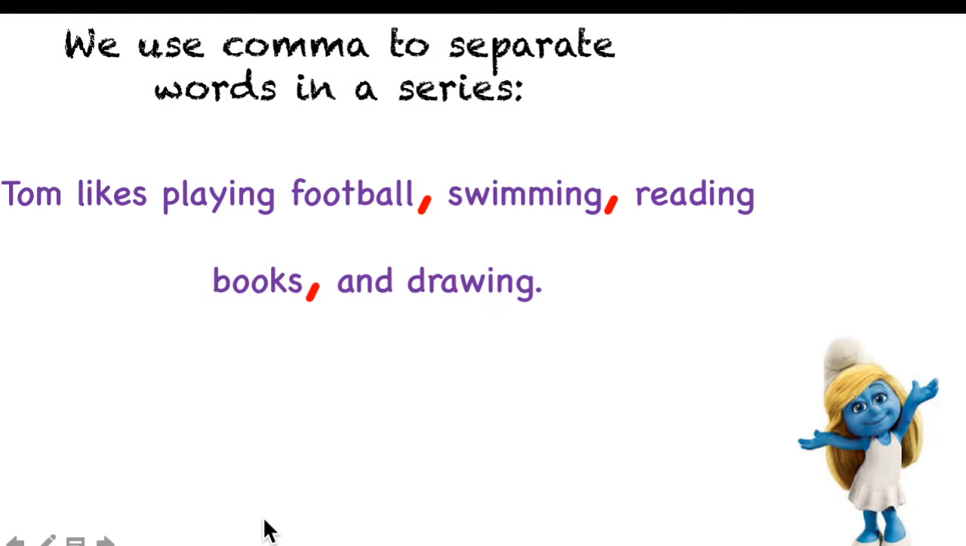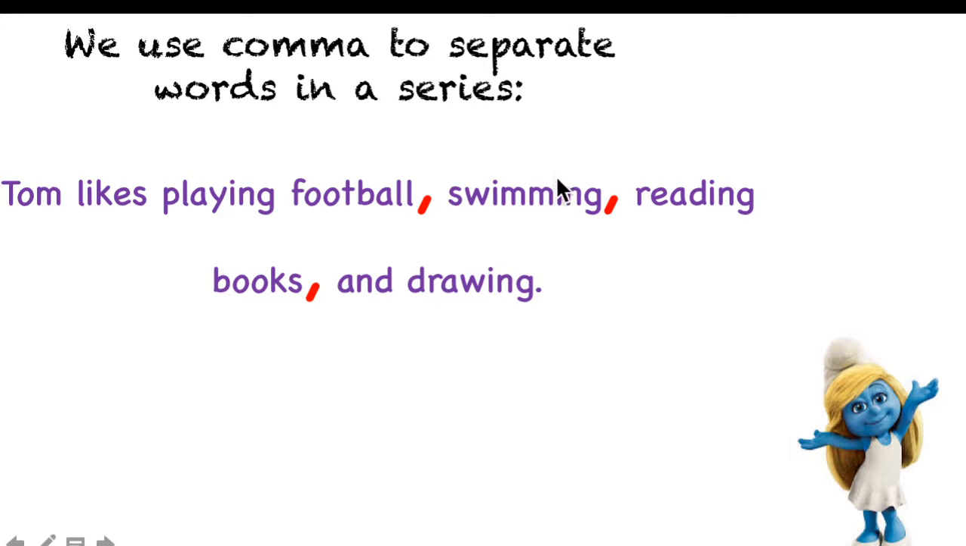Let's see some more. Tom likes playing football, swimming, reading books, and drawing. Now, sometimes the words in the series can also be phrases like playing football or reading books, because that's the entire activity. So here we have to separate not each word, but sometimes phrases. Tom likes what? Playing football. That's one activity, comma. What else does he like?